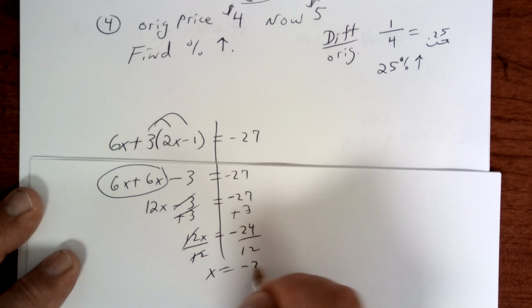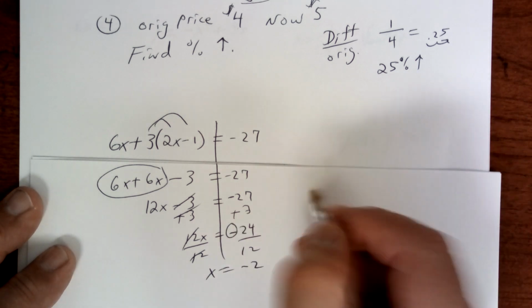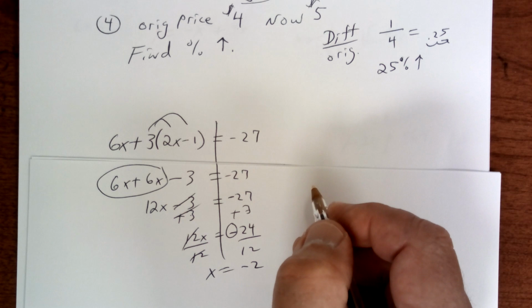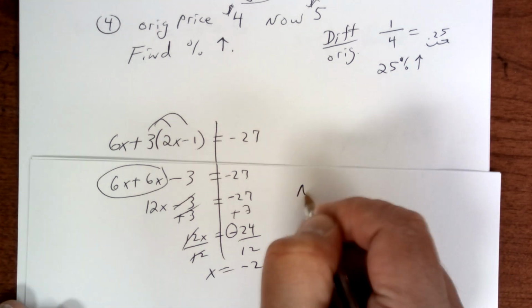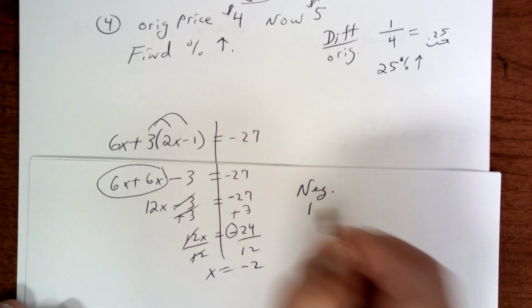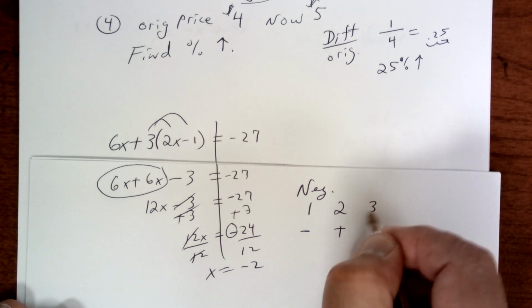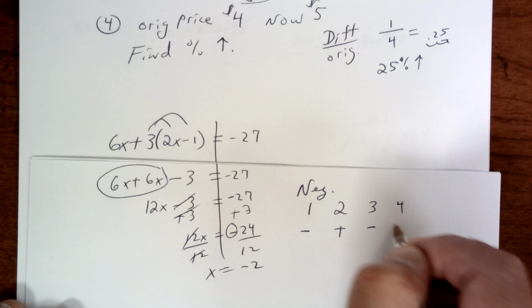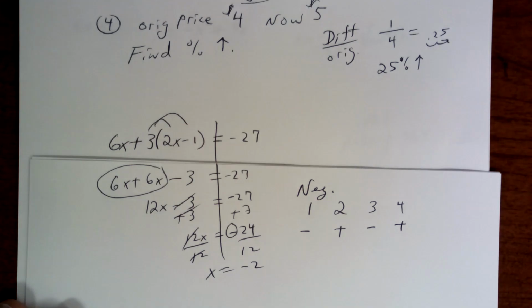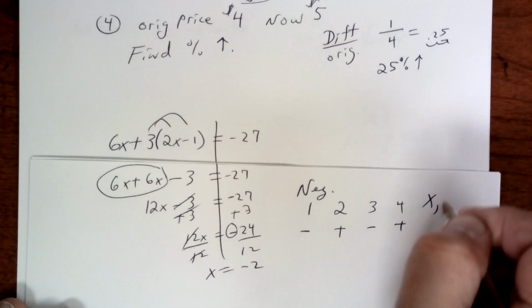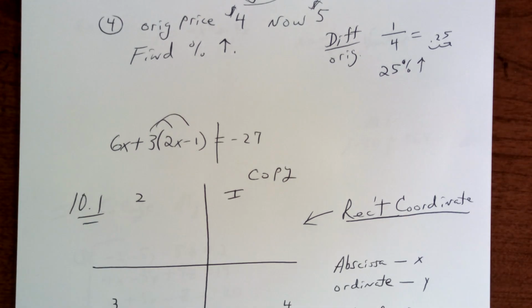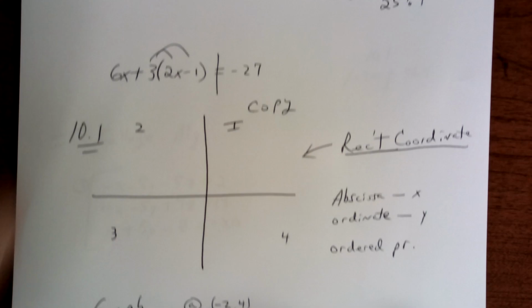Remember, one negative is a negative. So negatives. 1 is a negative. 2 is a positive. 3 is a negative. 4 is a positive when you multiply or divide. All right, copy all of these notes down. We're going on to chapter 10.